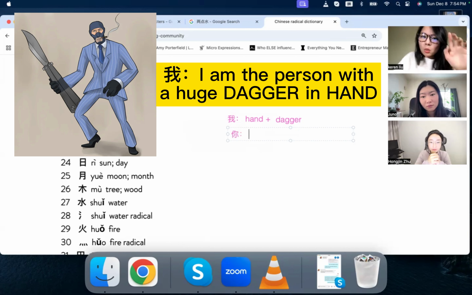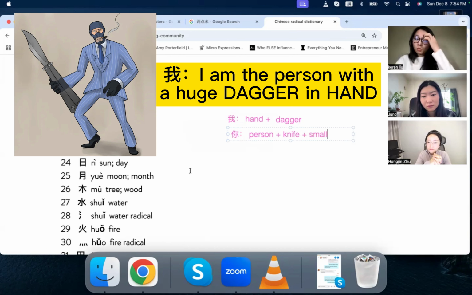I will ask them, what do you guys see? 你. They will say, okay, on the left side, we see the person radical. And then on top, we see a little knife radical, 刀. You will see a knife. And then in the bottom, we will see 小, small.